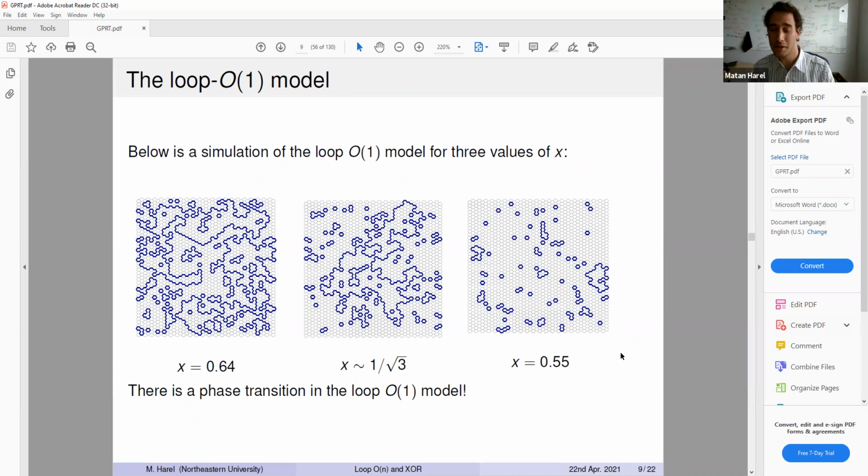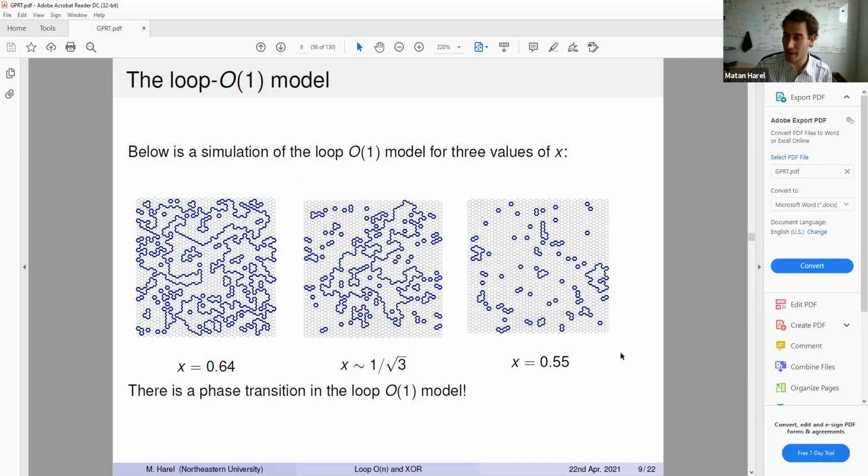So I included this for 2 reasons. First of all, it's pretty. Second of all, it tells you that these kind of loop models do have a short loop phase. It's not just like all of them are long loops always. There's at least a 1 parameter space, this parameter x, and if you push it small enough, we're going to get a short loop phase if we just sort of discourage edges.